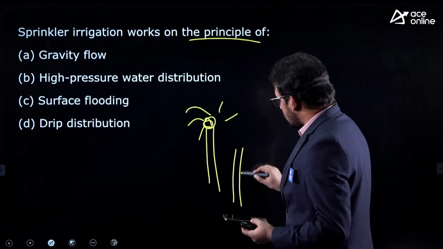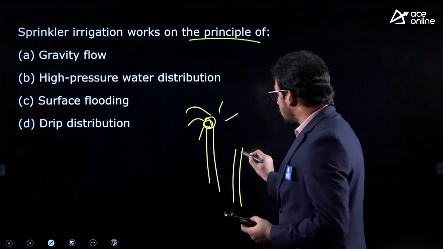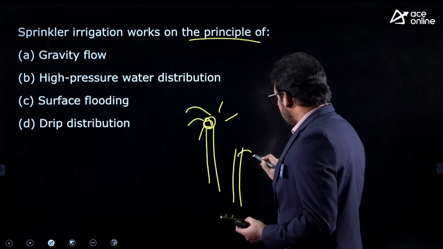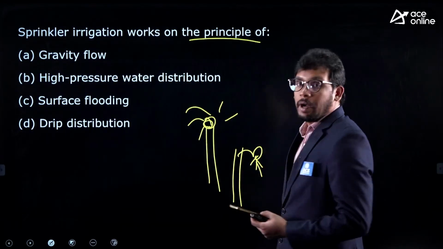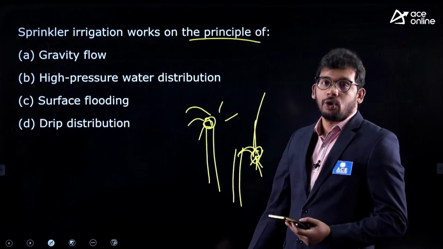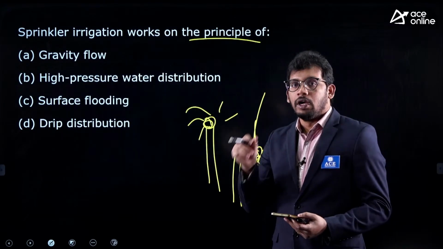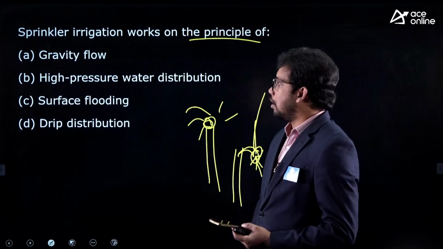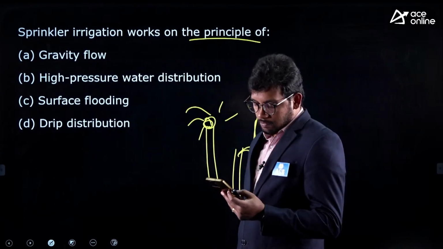Drip irrigation means laying small pipes and giving water in small drops directly to the plant roots. If there is a plant, water is given directly to the roots. That is called a drip, like a small dot or water bubble given directly, right?